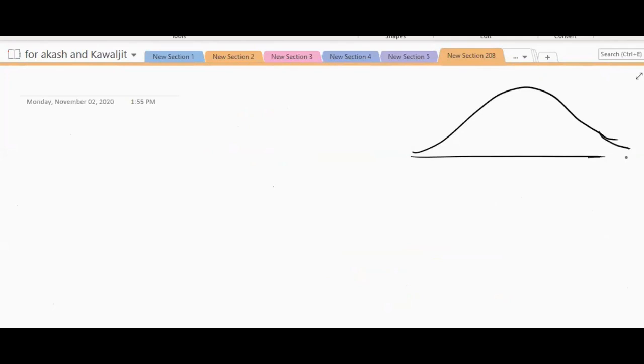Next question. We have this normal distribution. Mean is 10. Standard deviation is 2. Now, I ask you this question. What is the chance that something less than 4.513 may happen?